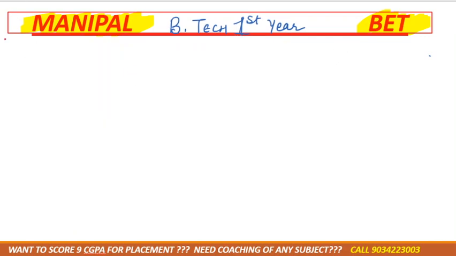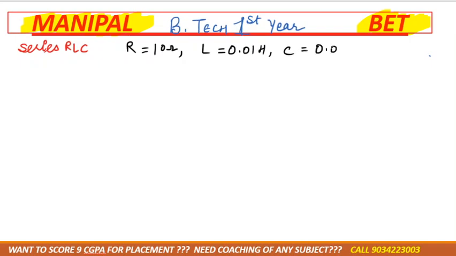Now let's see the numerical based on the resonance which comes in Manipal exam. They said it's a series RLC circuit where R is equal to 10 ohm, L is equal to 0.01 Henry, capacitor is equal to 0.01 microfarad, is connected across 10 millivolt supply. Okay, they said what you need to calculate: resonant frequency.